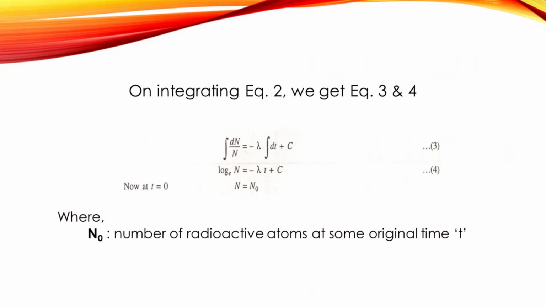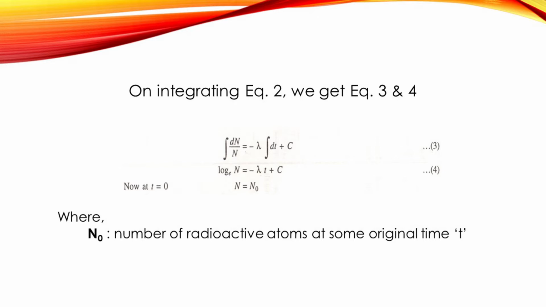Or this can also be written as dN/N = -λdt as equation 2, where dN/dt represents the number of atoms disintegrating per unit time, while N represents the total number of radioactive atoms present, and lambda is the proportionality factor, also termed the decay constant, which has a characteristic or specific value for each radionuclide. It represents the probability that an atom will disintegrate in unit time.